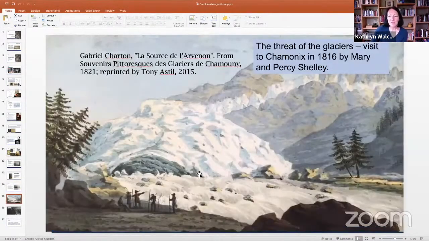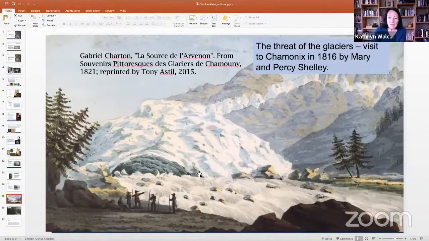And the other setting that I wanted to talk about a little bit is the area around Chamonix and Mont Blanc, and it's there where Victor meets the monster for the first time. It seems to be the natural place for the monster to hide away and to try and learn about the world before he meets people.